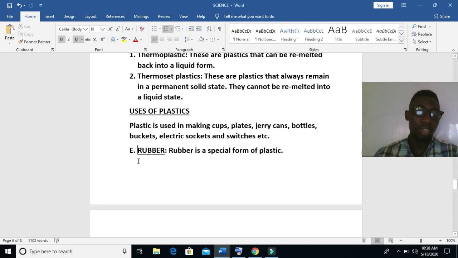All right, we quickly consider the last material, which is rubber. Rubber is the 5th one we are looking at today. And rubber is a special form of plastic.